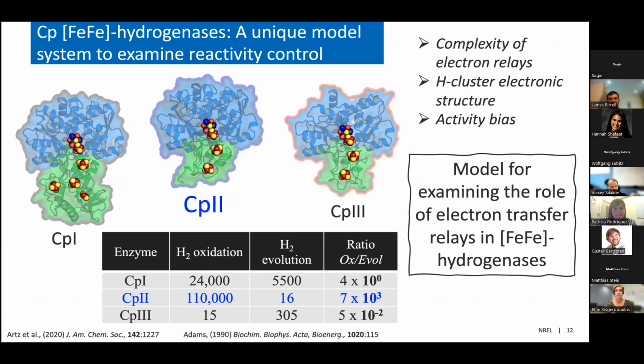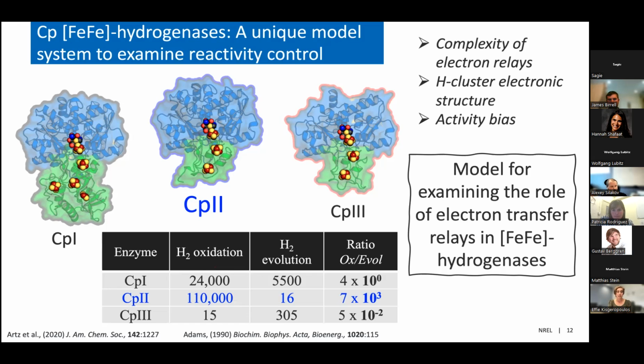And why this is, is because the CP system, we believe, is a unique model system that we can use within the iron-iron hydrogenase family to examine aspects of reactivity control. So for the electron relays, and then also in those other elements of the protein, there is diversity in the electronic structure of the H cluster between these three hydrogenases. They have distinct activity biases, which I have shown down below, and the complexity of the electron relays.